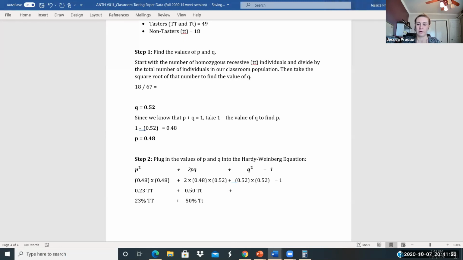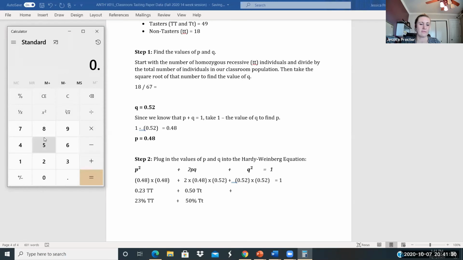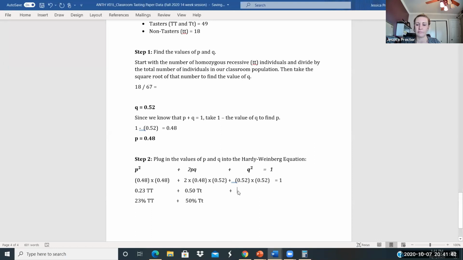All right, and then last part of our equation, the homozygous recessives, the Q squared. So we're going to take the value of Q, 0.52, and square it, which gives us this number. So remember, we need to round to 2. So we're going to look at that third number. It is definitely below 4. So we're going to leave it 0.27.